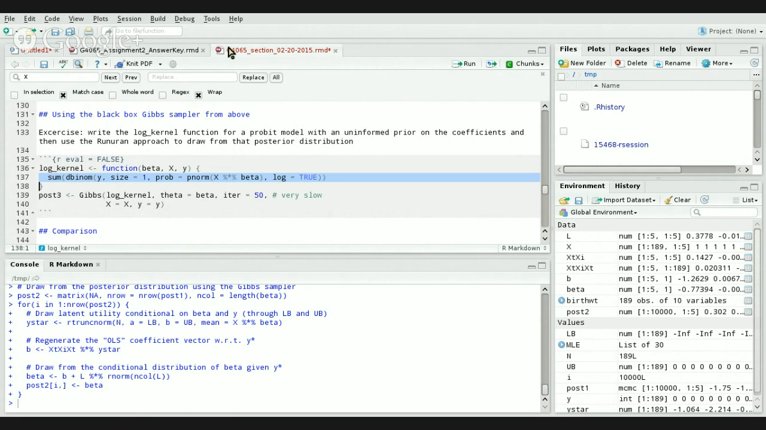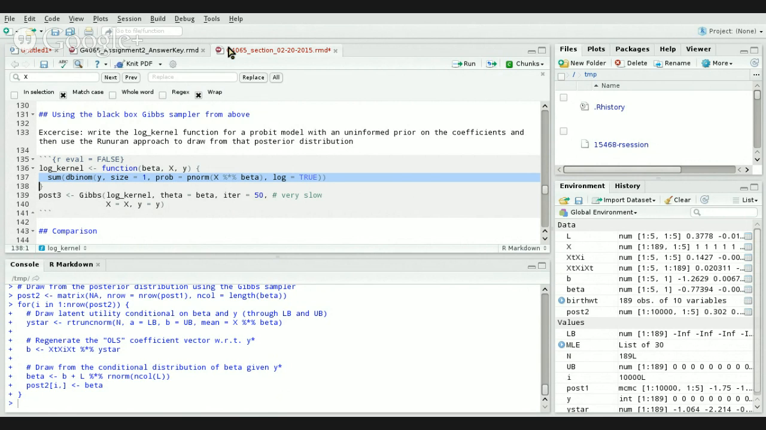Also, in this case, we have a whole matrix of X variables, whereas on the homework we just had one X variable. We want to use the logarithm of that Bernoulli to be a log kernel, and then we sum all of those for each of the n observations that we have to obtain a likelihood kernel for the whole sample.